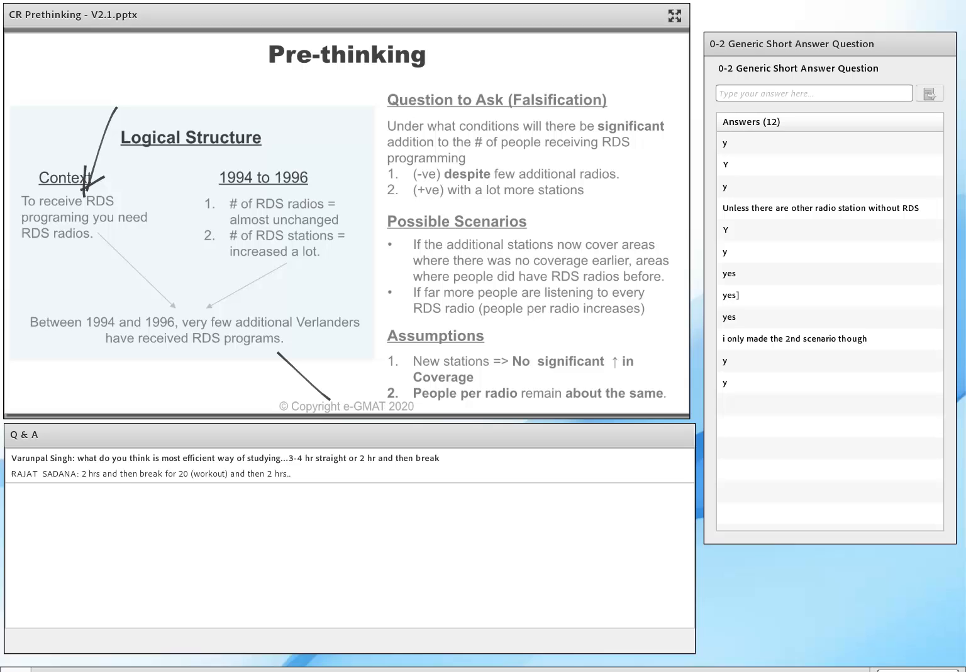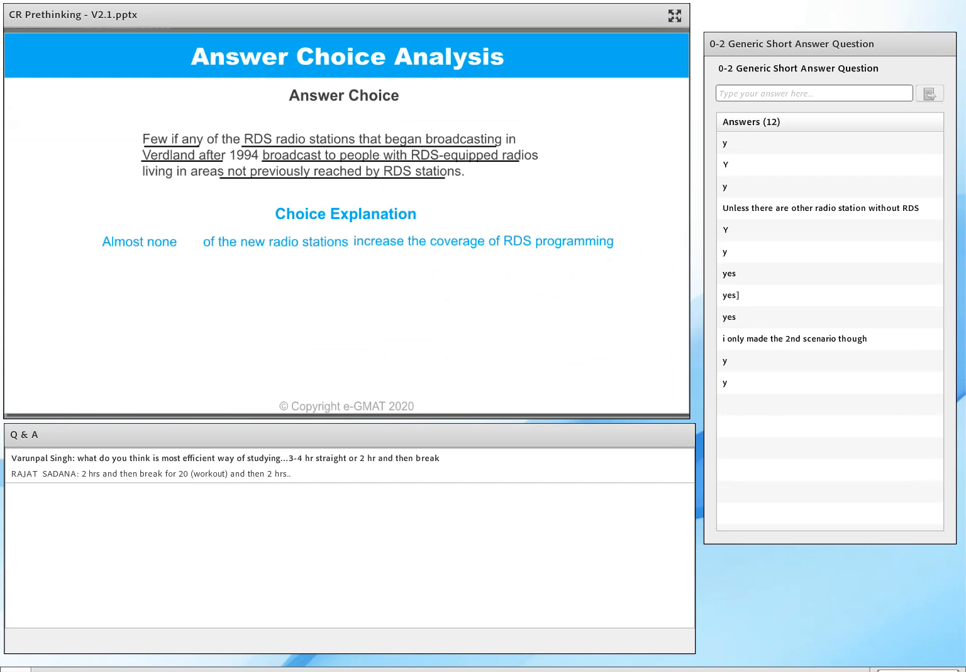And because of my conclusion. You only made the second scenario, that's fine. That's okay. You understood the logic of this argument. So you guys are capable enough to decipher and come up with pre-thinking for this argument. Let's look at the answer choice analysis. And let me show you how you guys polled first.